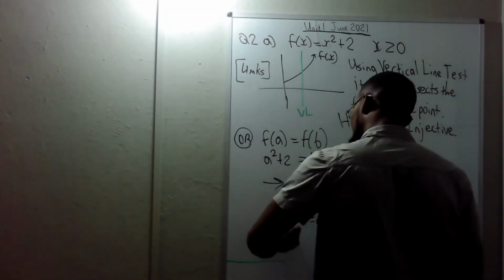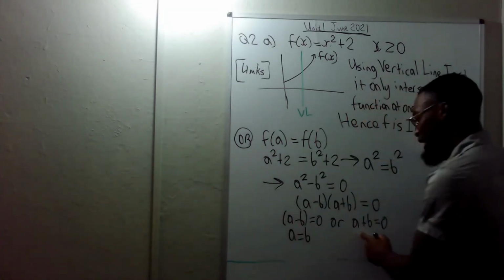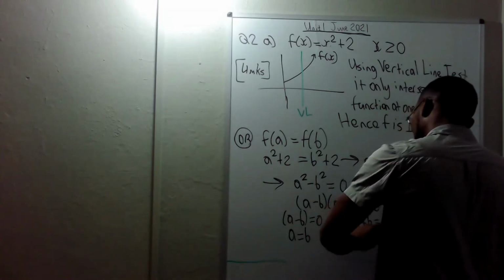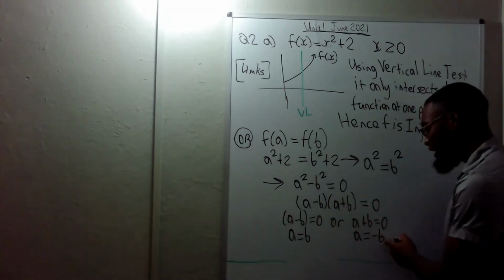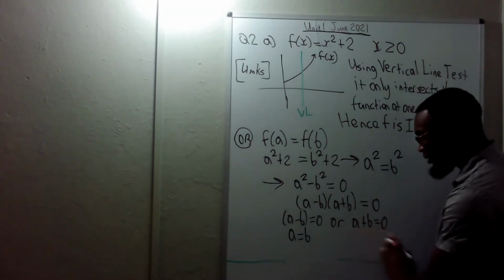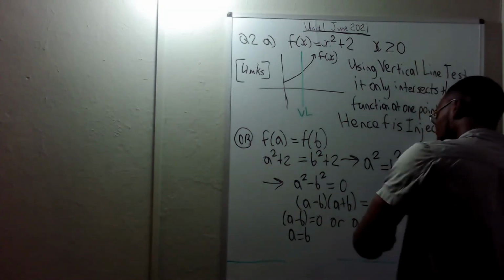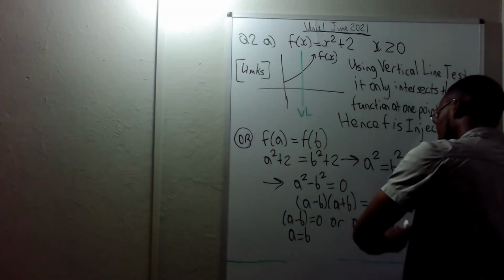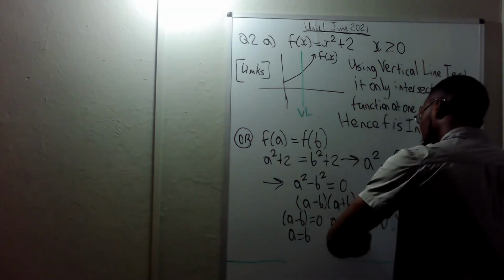From this you get a equals b, which is good, and you get a equals negative b. But a can't equal negative b. A plus b can't be 0. Let's stop it even from here. A plus b cannot be 0. This is not valid.